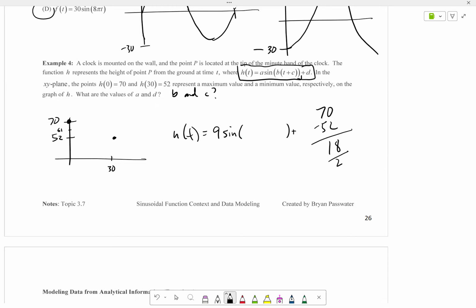Yeah. And how did you get that 61 exactly? The midline is basically how much you go. I want to hear the numbers. How do you get 61? Because it's just right in between the two. Okay, 70 plus 52 divided by 2. Perfect, thank you. Are we good with that?